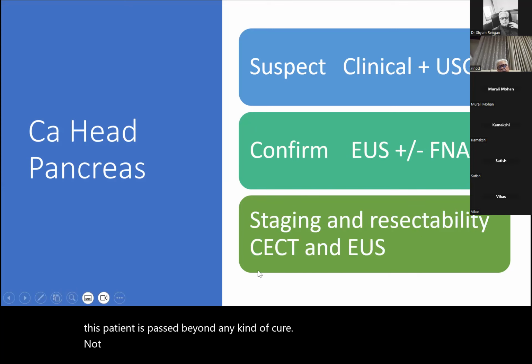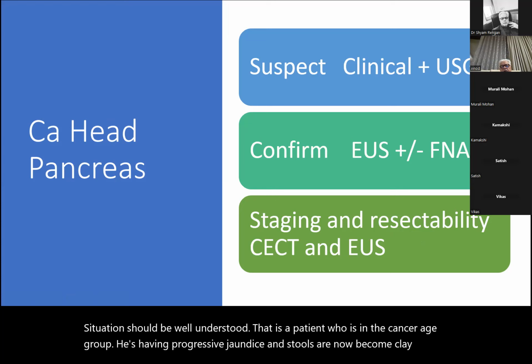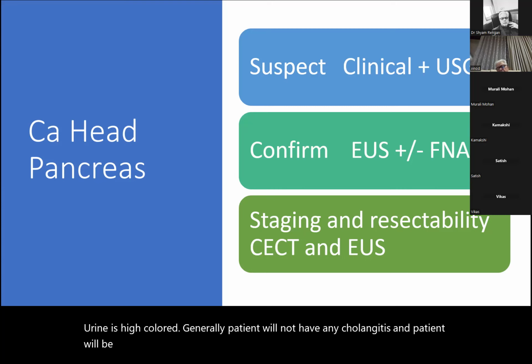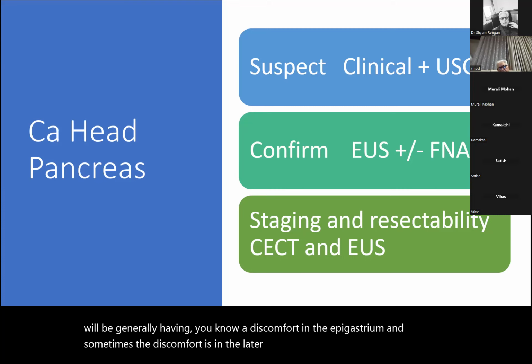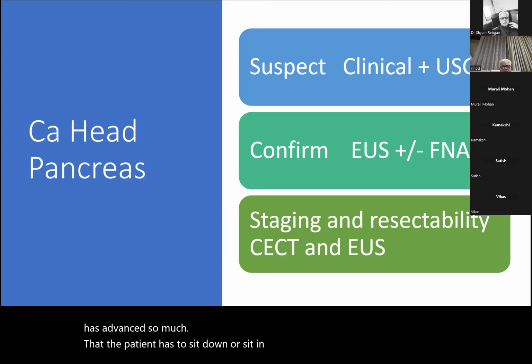Now, CA head of the pancreas, and I think the clinical situation should be well understood. That is a patient who is in the cancer age group, is having progressive jaundice, and stools have become clay colored, urine is high colored. Generally, patient will not have any cholangitis, and will generally have a discomfort in the epigastrium, and sometimes in the later part of the disease when the disease has advanced so much, the patient has to sit in such a hunched up position, bent forward to get some pain relief.